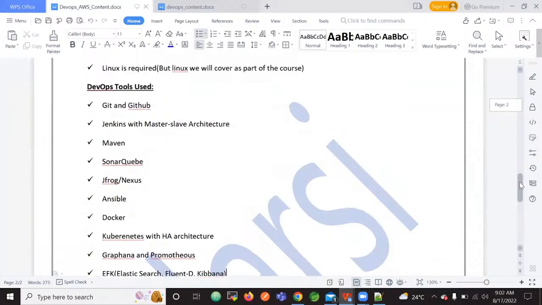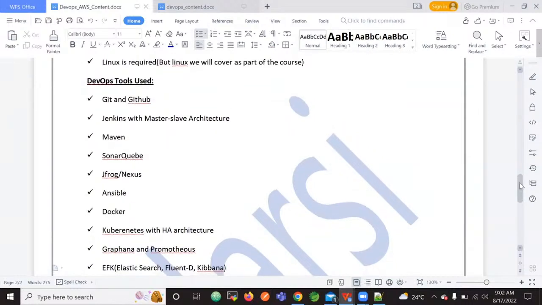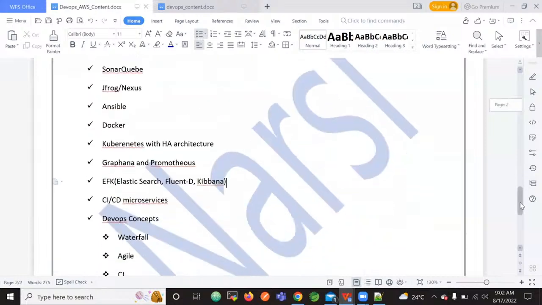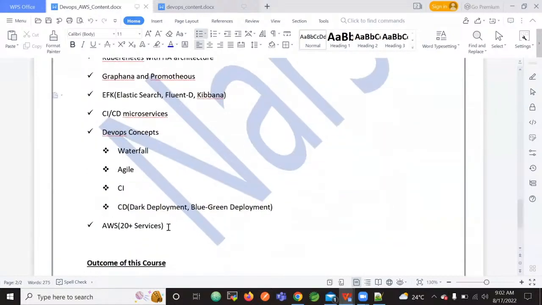And each and every tool, let's see, like what about EC2 and ELB? Those are AWS concepts. We will discuss 20 plus services. In the 20 plus AWS services, EC2 will come, IAM will come, EBS will come, EFS will come, all these things. That is separate, AWS 20 plus services. We'll discuss AWS services tomorrow.